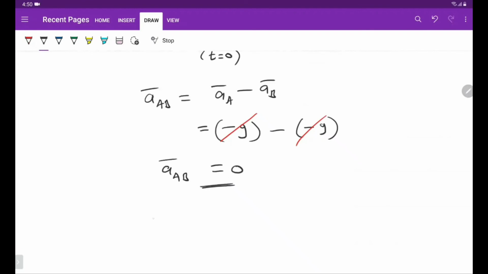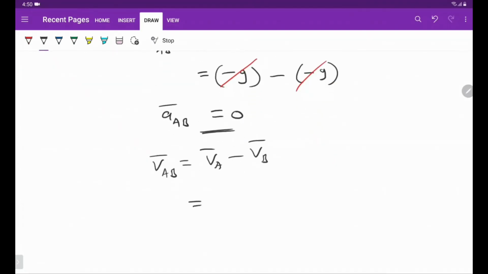Next, the velocity of A with respect to B. So the velocity of A minus the velocity of B. The velocity of A is in the downward direction, so minus 20. The velocity of B is in the upward direction, take plus 30. So total, minus 50 meters per second. That is the velocity of A with respect to B.